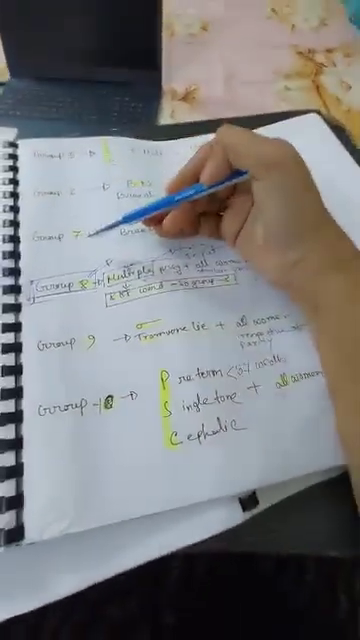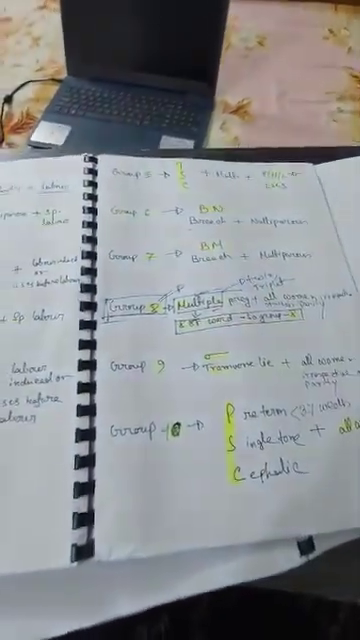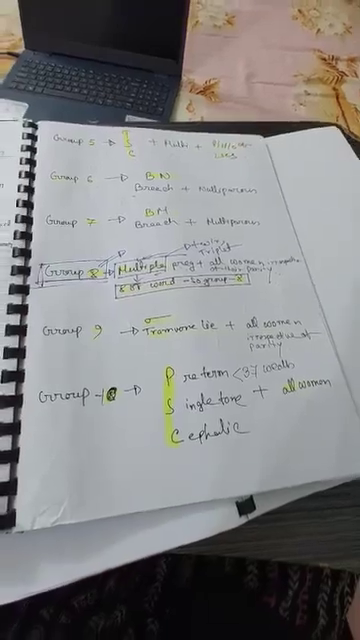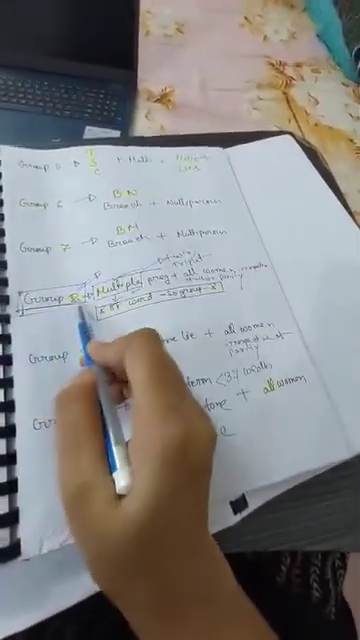We all know that there are 10 groups in Robson's criteria. Group 1, 2, 3, 4, group 5, 6, 7, 8, 9, 10. And how do we remember which woman falls into which group? So, to easily remember, we will start with group 8.